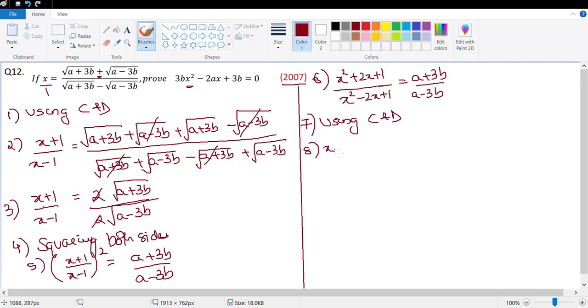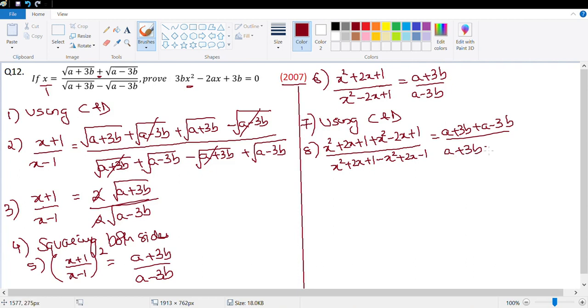x square plus 2x plus 1 plus x square minus 2x plus 1, divided by x square plus 2x plus 1 minus (x square minus 2x plus 1). The sign of all elements changes, which means negative x square plus 2x minus 1. This will be equal to a plus 3b plus a minus 3b divided by a plus 3b minus a plus 3b. This gets cancelled and a gets cancelled. Here, negative 2x plus 2x gets cancelled. Negative x square plus x square gets cancelled. Plus 1, negative 1 gets cancelled.